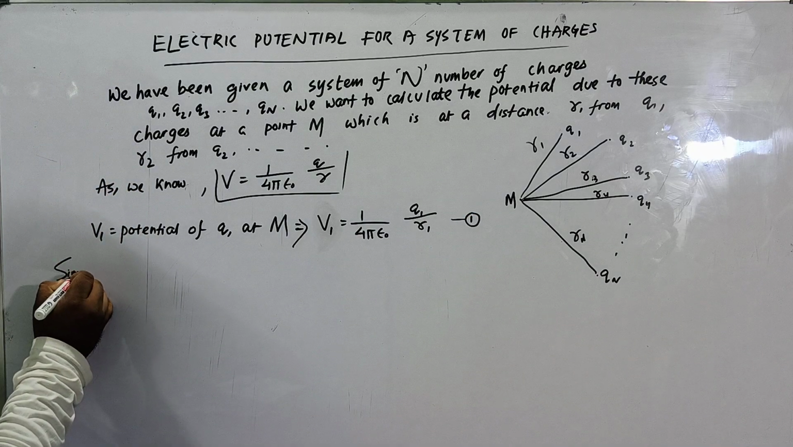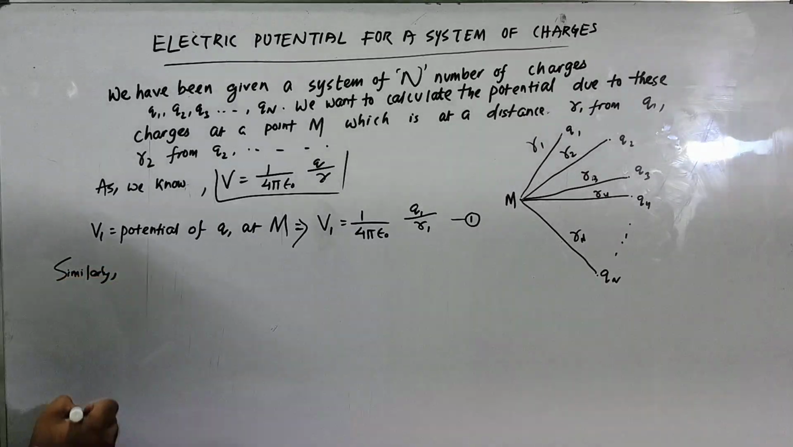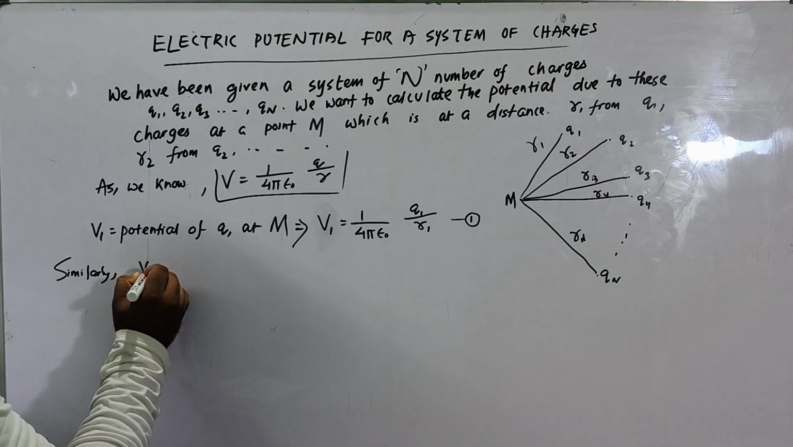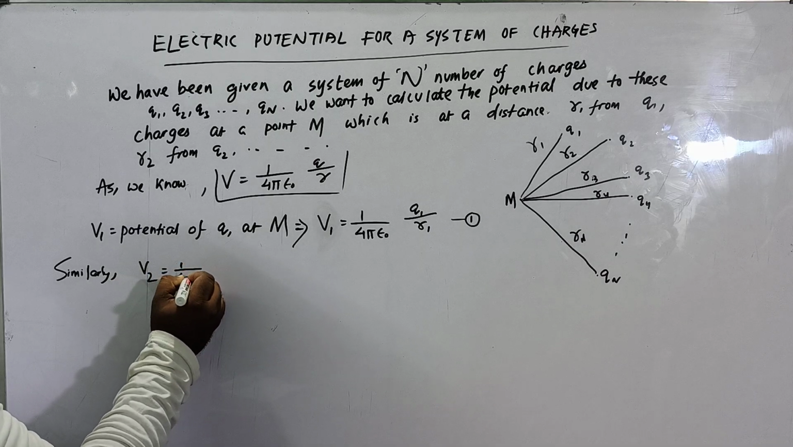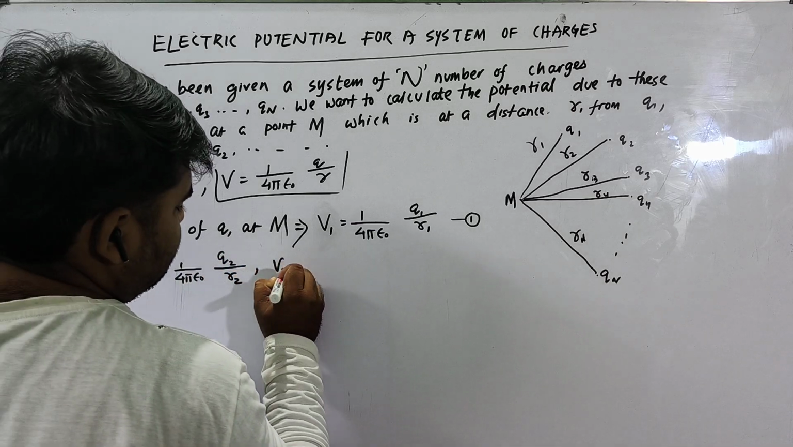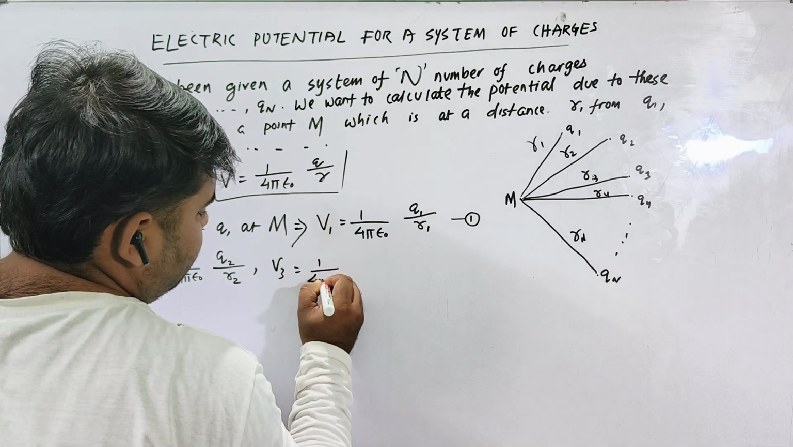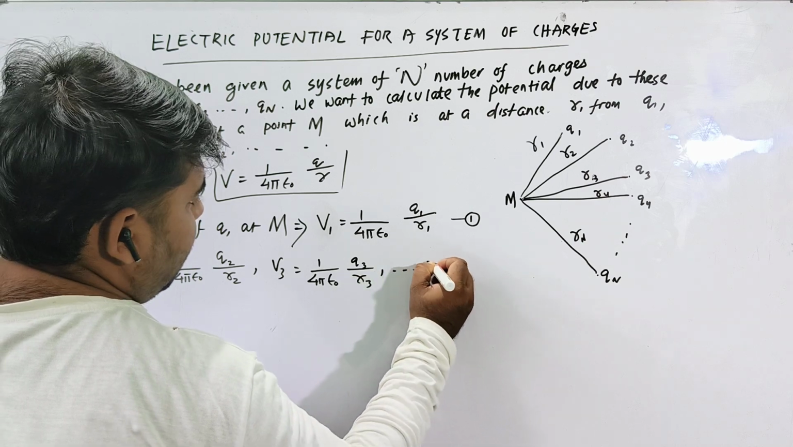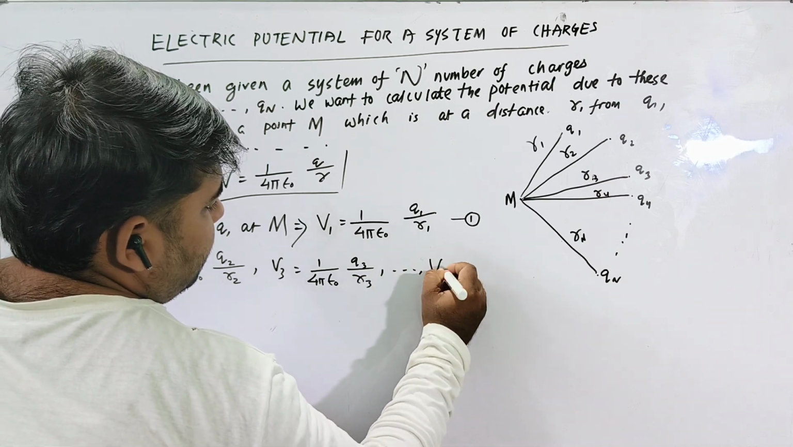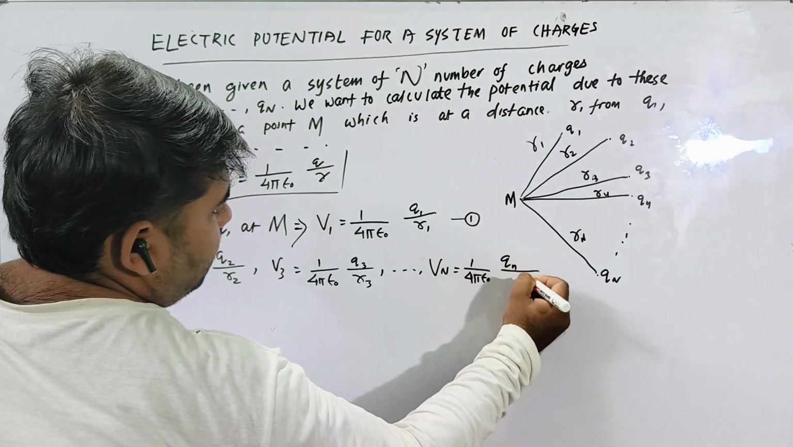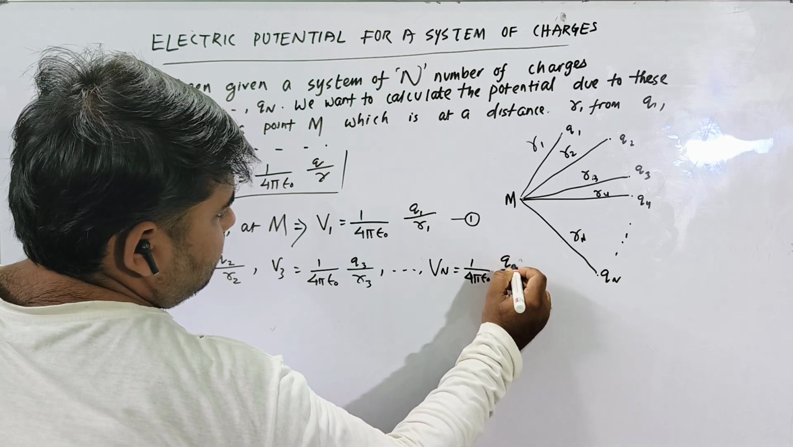Similarly, you need not write everything. Similarly, you can write V2 equals 1 upon 4 pi epsilon naught Q2 by R2. Similarly, V3 is 1 upon 4 pi epsilon naught Q3 by R3. Similarly, Vn is equal to 1 by 4 pi epsilon naught Qn by Rn. It is capital Q, okay.